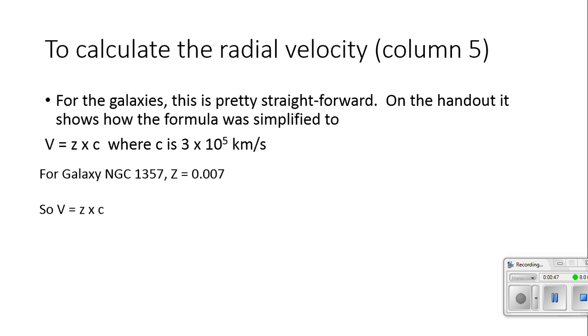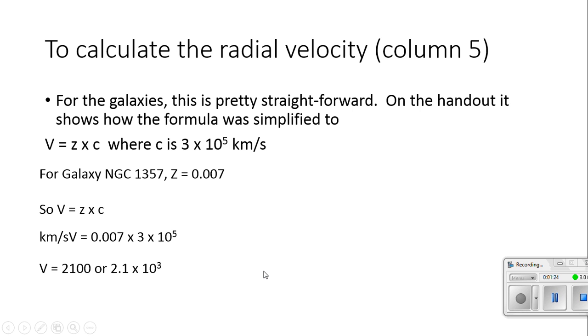So in our first example that we were looking at, our galaxy NGC 1357, the z value that we have in our table was 0.007. That was from our previous example. Excuse me, so v equals z times c. We have 0.007 times 3 times 10 to the 5th power, which is the same thing as saying 2100, or 2.1 times 10 to the 3rd power. You don't have to put it back into scientific notation. You're welcome to leave it in long form.